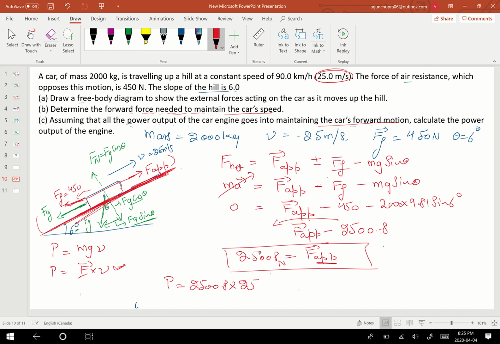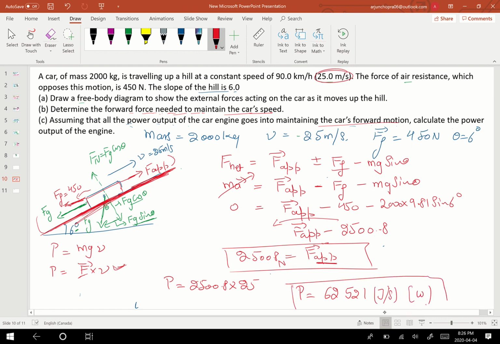That's going to be, the power value comes out to be 62,521. I'm rounding this value. This is this much joules per second, which is also equal to watts. So that is the power output. Hopefully you were able to understand how to solve a math problem on power. I'll see you with another problem in the next video.